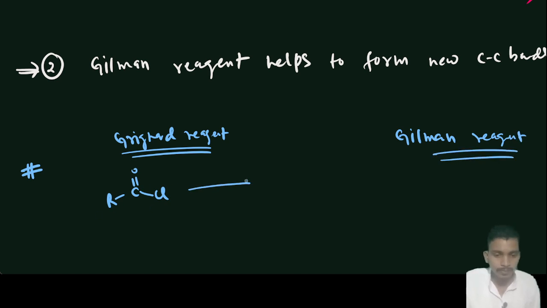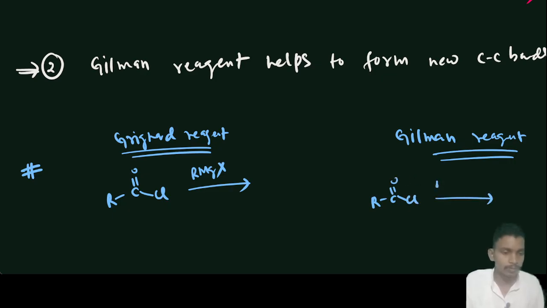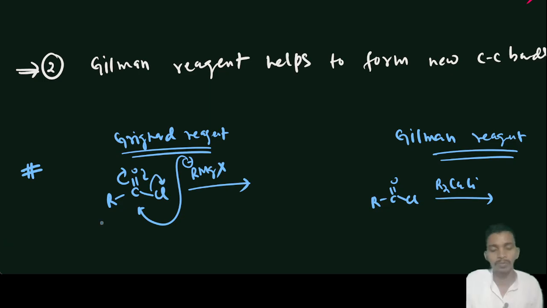Here, if we are going to give the Grignard reagent, let's say RMgX, and here Gilman reagent, let's say that RCOCl is there, and you are going to give R2CuLi, then it gives the negative charge, and it will attack here, and it returns back, and the leaving group will leave. It means that you will get RCOR. Now this is add once.